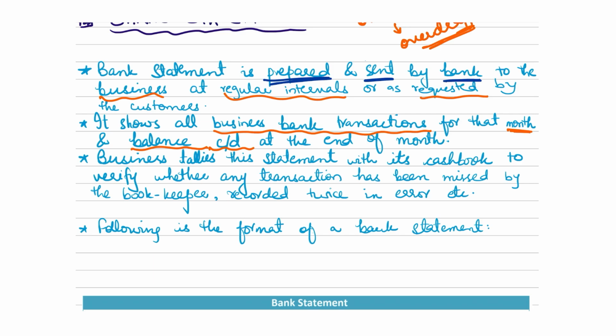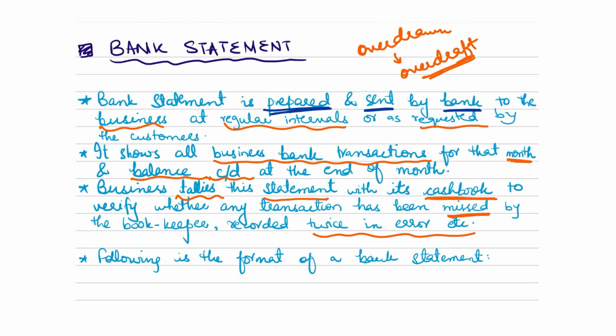So this bank statement is sent by the bank, and what do we do with it? The business tallies this statement with its cash book, to identify if there are any transactions which the business hasn't recorded, or if there are some transactions which the bank hasn't recorded, or there could be errors in the recording of these transactions as well. All of that has to be identified in order to match the balances of the two statements.